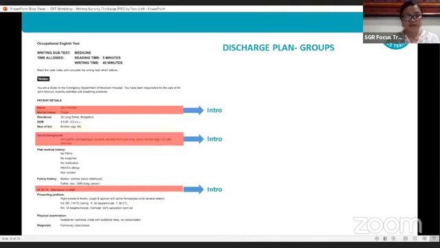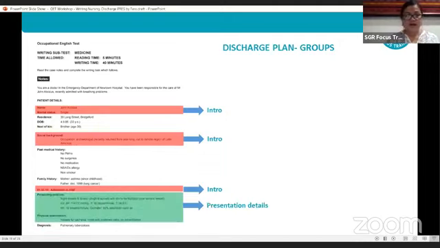So we have information as to his admission date, and that is the 1st of February. He was admitted to A&E. And we have the presenting problem. So he presented with night sweats and fevers, cough, and other information. So these will be the presentation details.